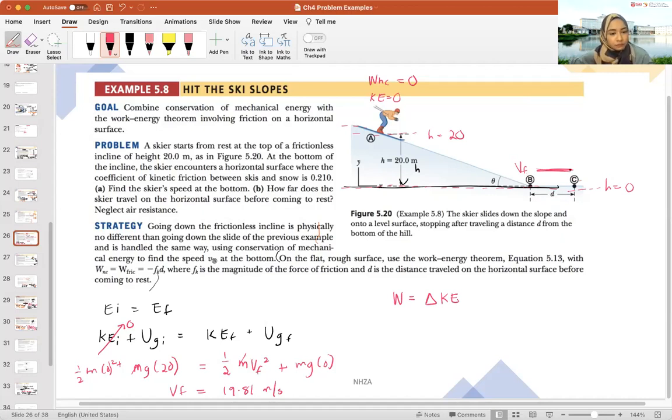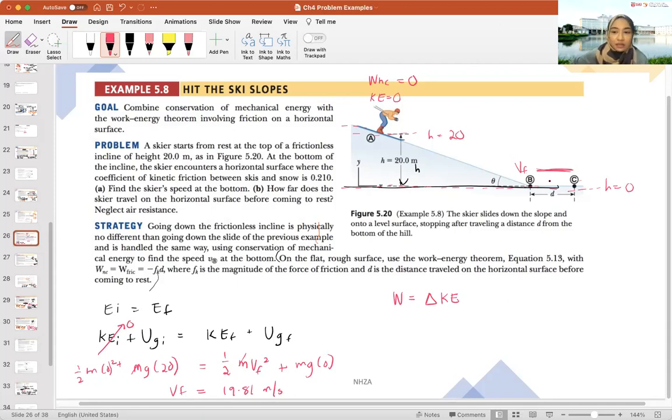Ada tak? No, because? Dia berubah secara horizontal. Dia berubah secara horizontal. And what is MGH related to? Related to apa? Yang itu tak tahu.